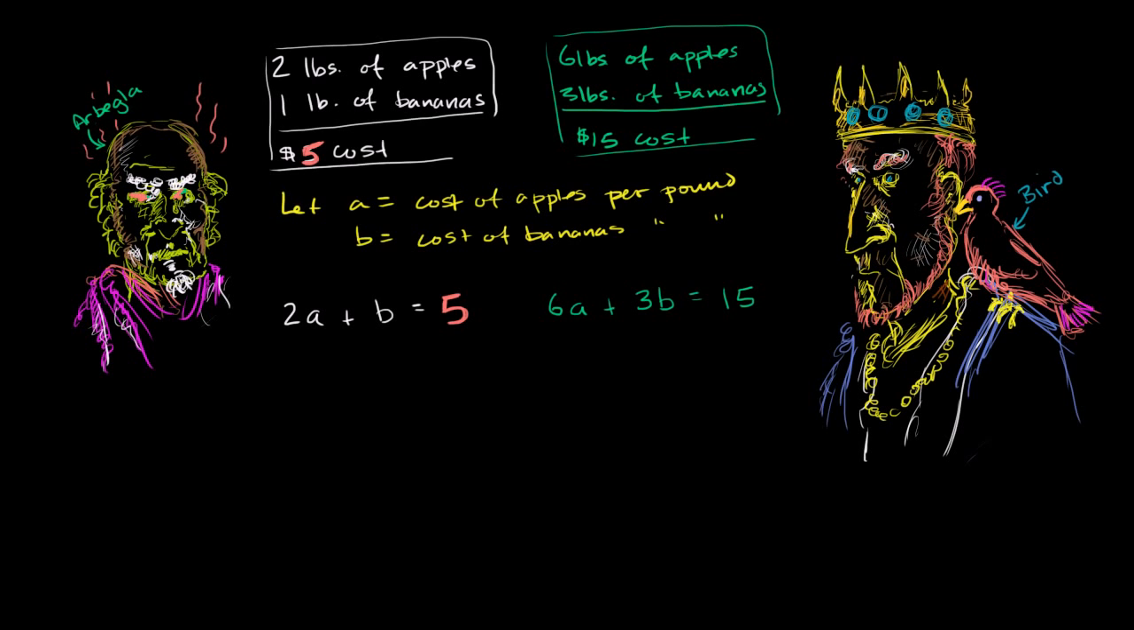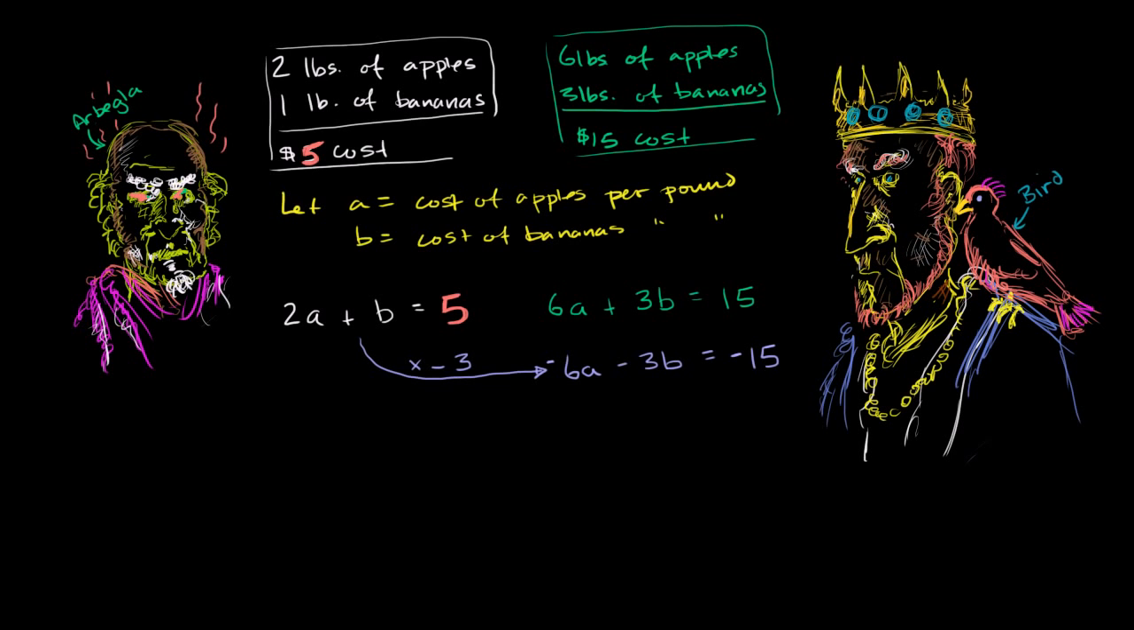So you multiply this entire equation. You can't just multiply one term. You have to multiply the entire equation by -3 if you want the equation to still hold. So 2A times -3 is -6A. B times -3 is -3B. And then 5 times -3 is -15.